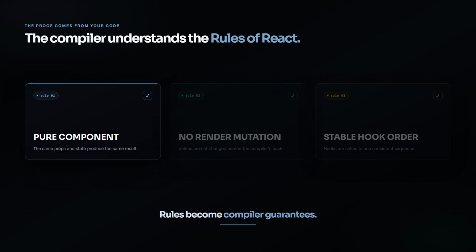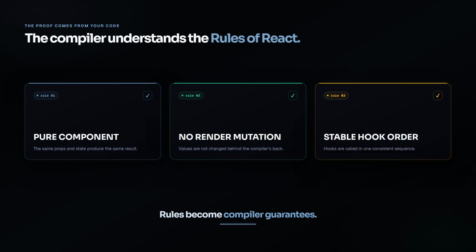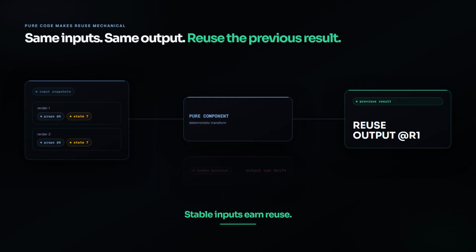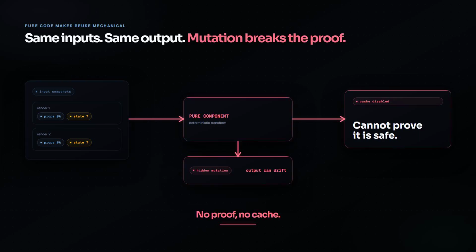React has rules like a component must be a pure function of props and state, and you don't mutate values during renders. Hooks are called in a consistent order. Now think about why we have those rules. If a component is pure, then the same input always produces the same output. If the input didn't change, the compiler knows it can reuse the previous result. If you were allowed to mutate anything at any time, none of that reasoning would hold, and no compiler could ever safely cache anything.